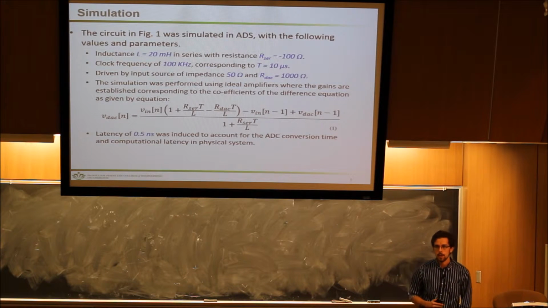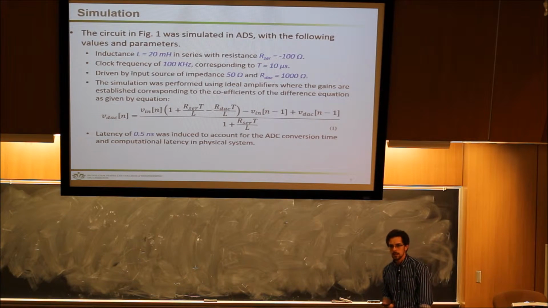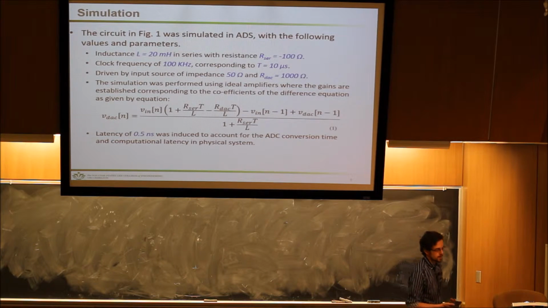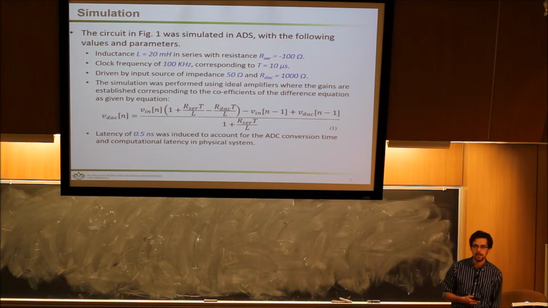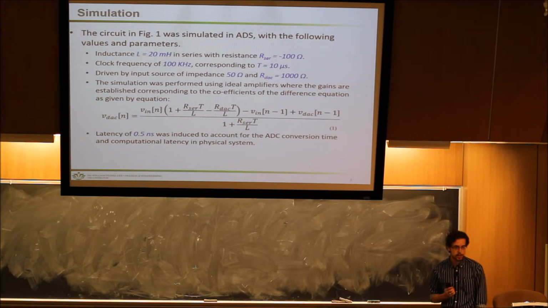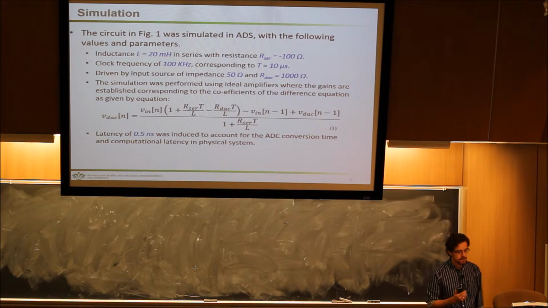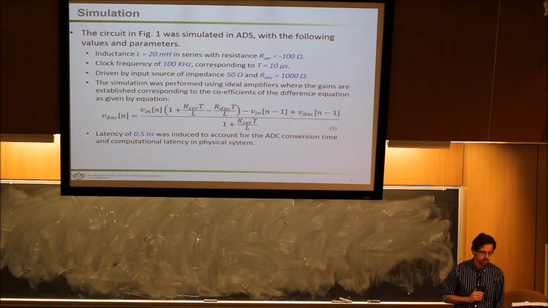So before we go out and spend a whole bunch of money building this thing, what we want to find out are our constraints within the system. We simulated it in Circuit 1 and the Agilent Design Studio, the ADS system. The parameters that we chose for this simulation were a 20 millihenry inductor, a negative 100 ohm resistance there actually, clock frequency, 50 ohm impedance, sampling time, all that sort of stuff.